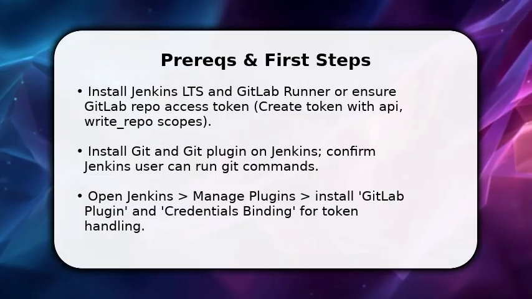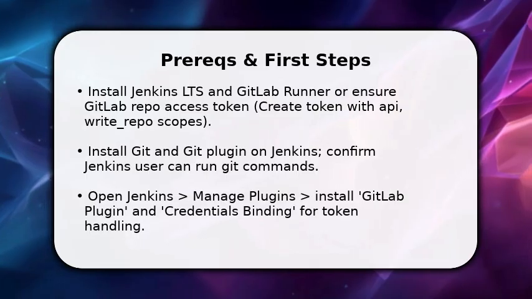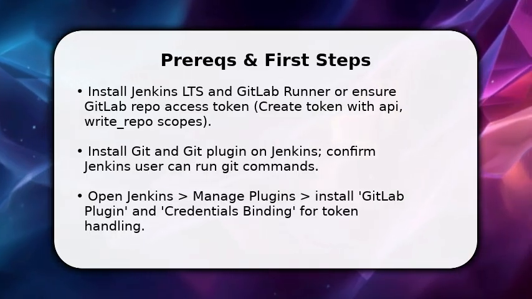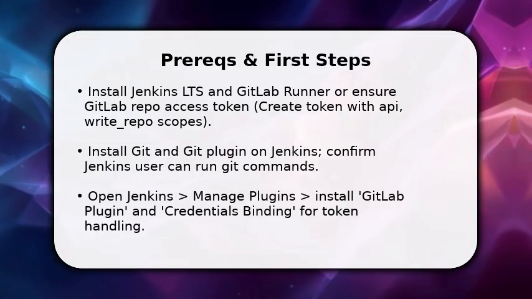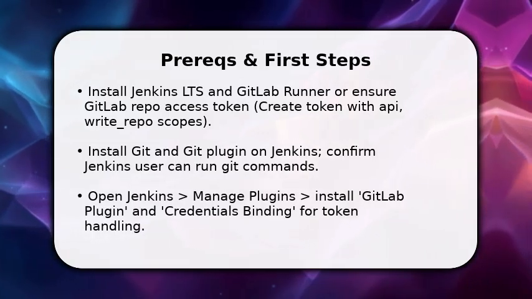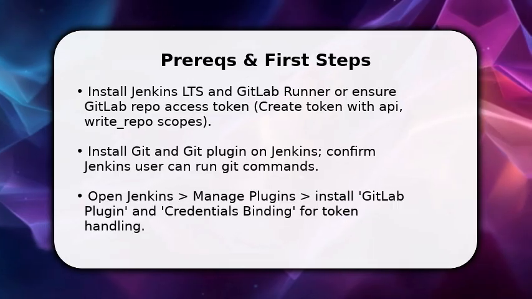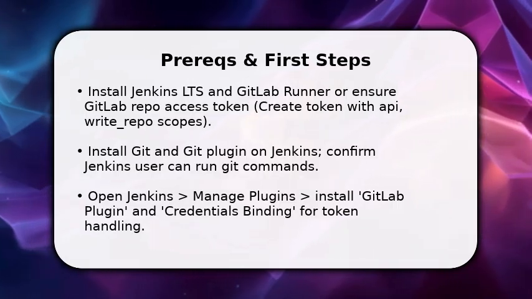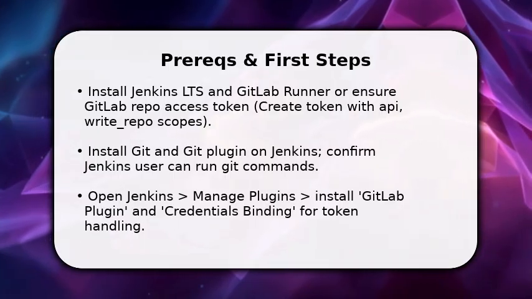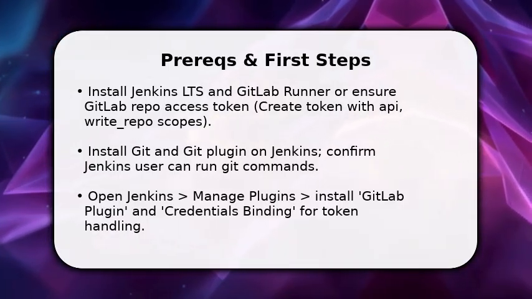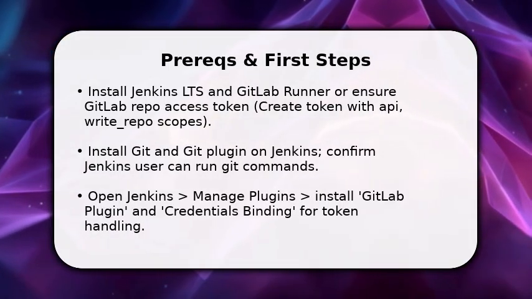You'll start by verifying prerequisites and taking immediate action. Install Jenkins LTS and the Git plugin, then add the Gitlab plugin. Make sure Git runs under the Jenkins account. Create a Gitlab personal access token with API and write repo scopes, and save it in Jenkins credentials. Once done, install Gitlab Runner or ensure your CI runners exist.